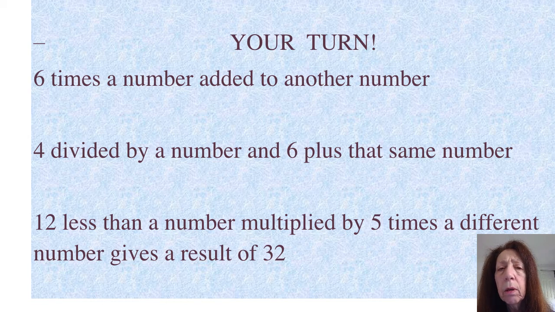Same letter or different letter. 12 less than a number multiplied by 5 times a different number gives the result of 32. I have a lot of things going on in this one. Take your time because the answers are on the next slide.